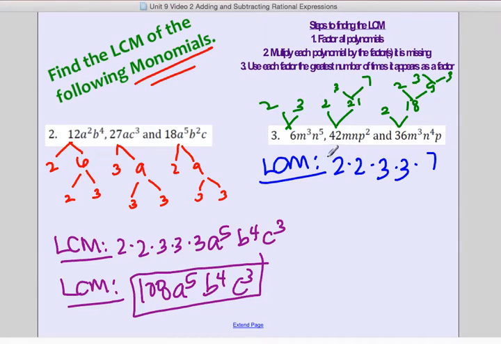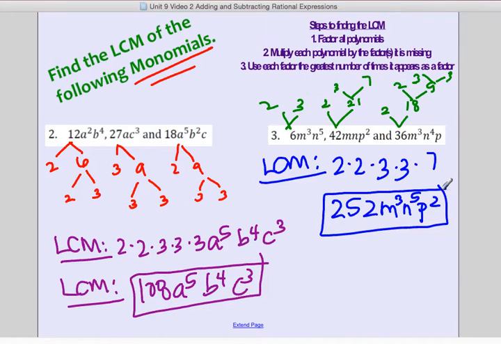Okay, so that's going to take care of our number. So let's just write what that is. We have 2 times 2 times 3 times 3 times 7, which is 252. Then I look, m to the third, m to the first, m to the third. So the biggest one is m to the third. N's, n to the fifth, n to the first, n to the fourth. So n to the fifth is the biggest. No p, p squared, p. So p squared is the biggest one. So there's our least common multiple for example 3.